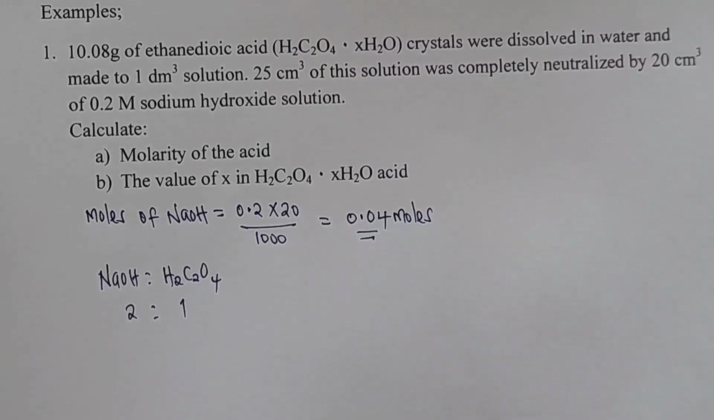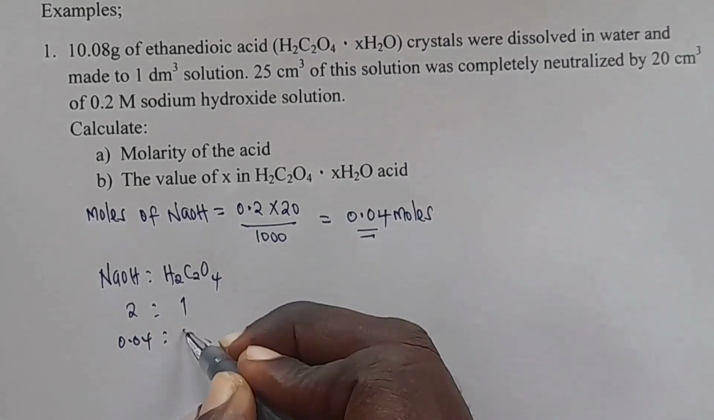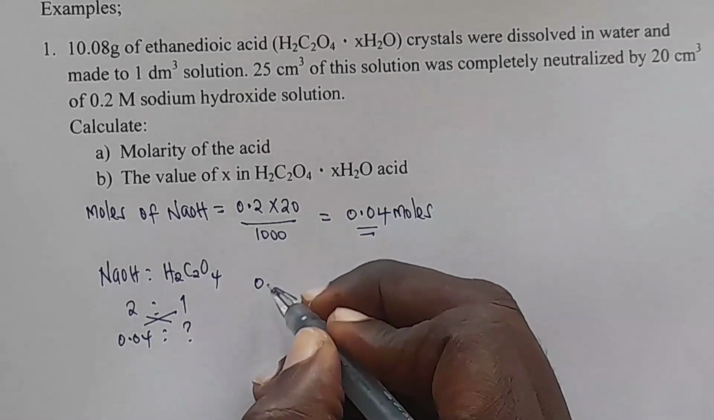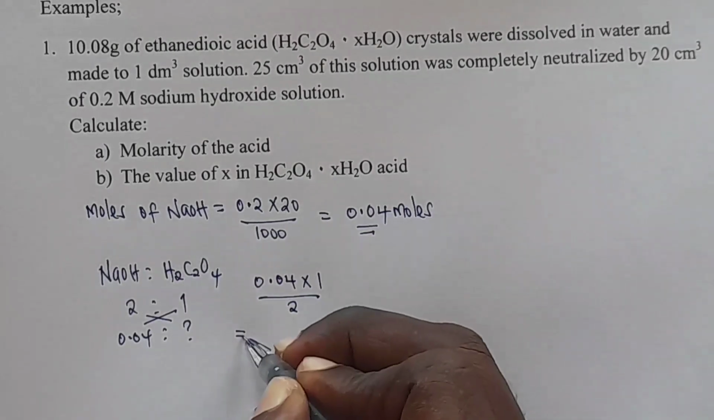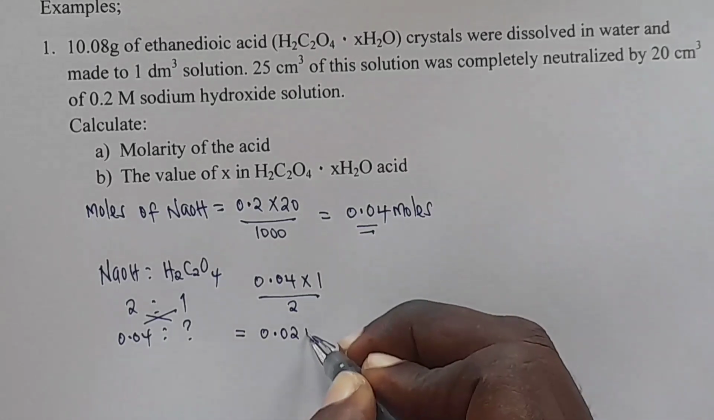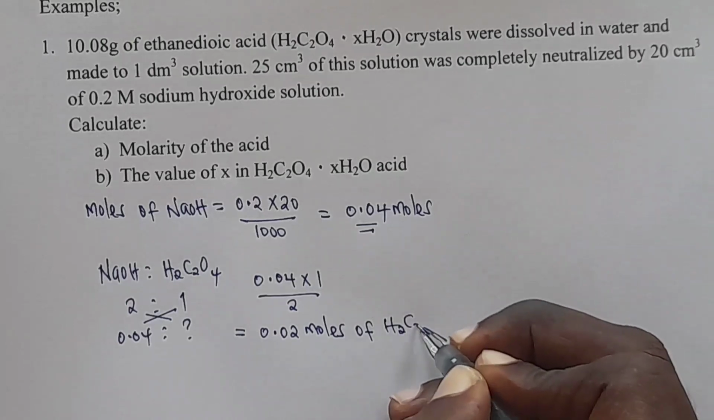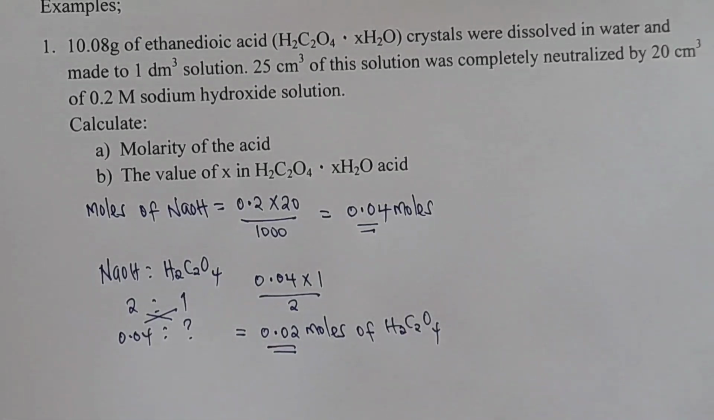So we know the number of moles of sodium hydroxide. We have gotten 0.04. So what about the number of moles of the ethanoic acid? Here we are going to get 0.04 multiplied by 1, then divided by 2. So here we get 0.02 moles of ethanoic acid. If we have the number of moles of ethanoic acid, we can get the molarity.